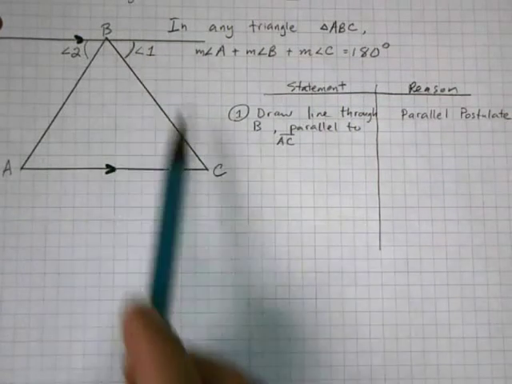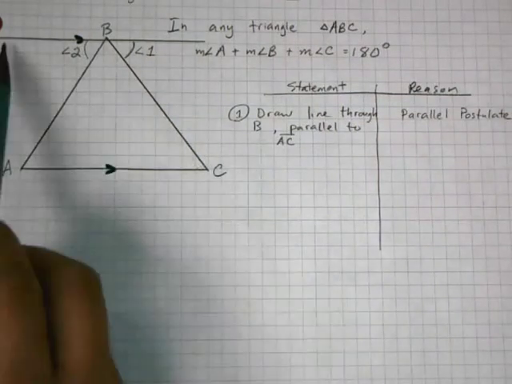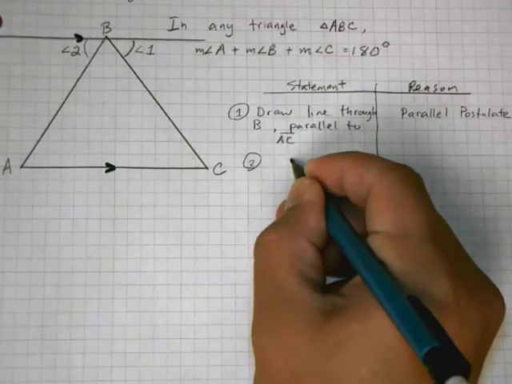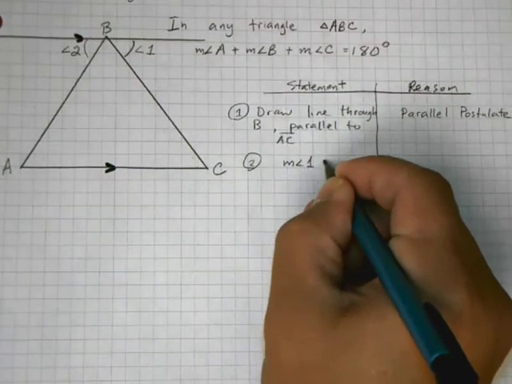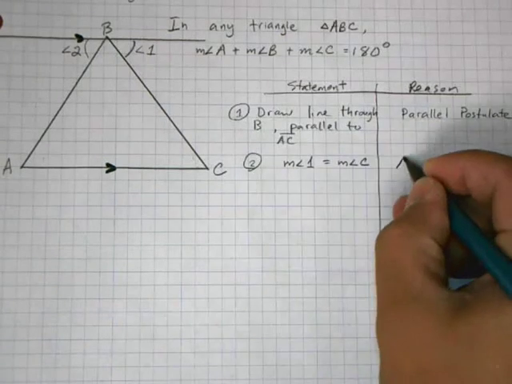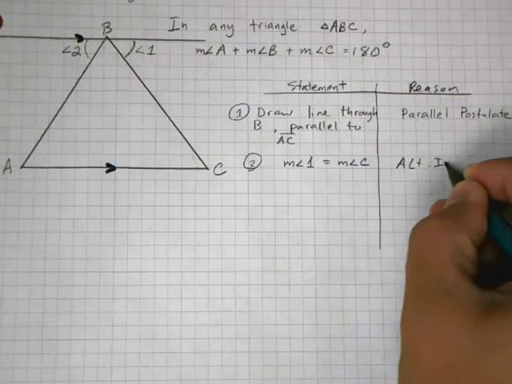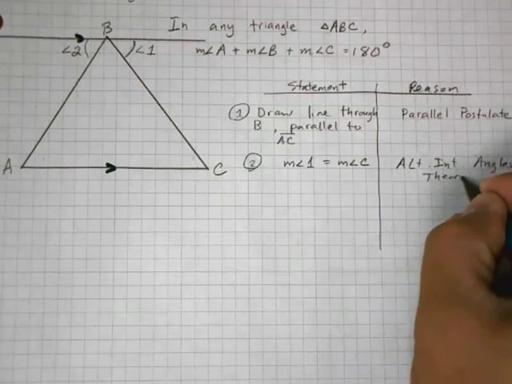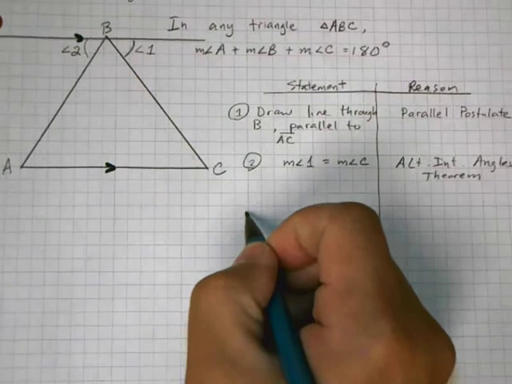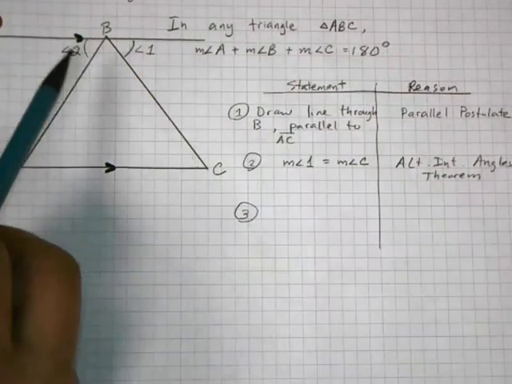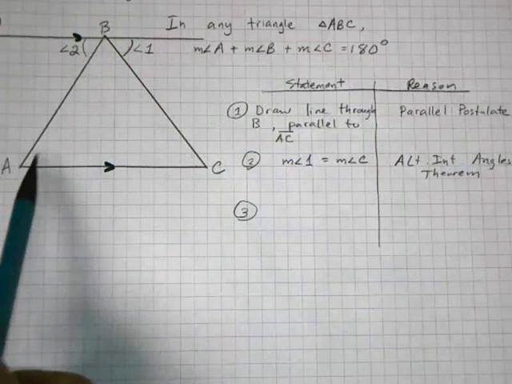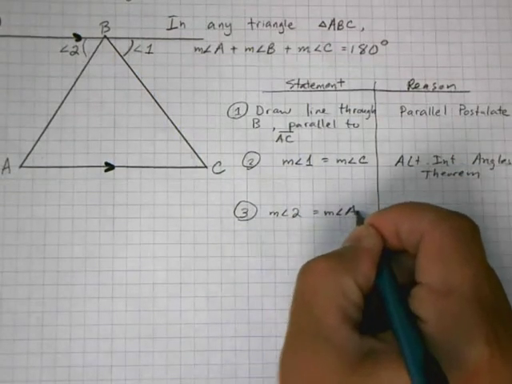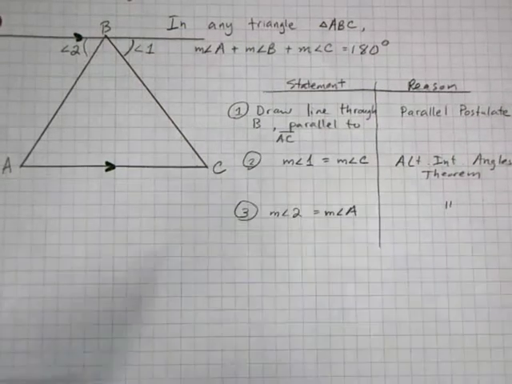So 1 and C are alternate interior angles, and since the lines are parallel, they have to be congruent to each other. That's what I'm going to say in my next statement: the measure of angle 1 is equal to the measure of angle C, because of the alternate interior angles theorem. My third statement is that angle 2 is congruent to angle A, or the measure of angle 2 equals the measure of angle A, for the same reason as above. That's what these little hash marks mean.